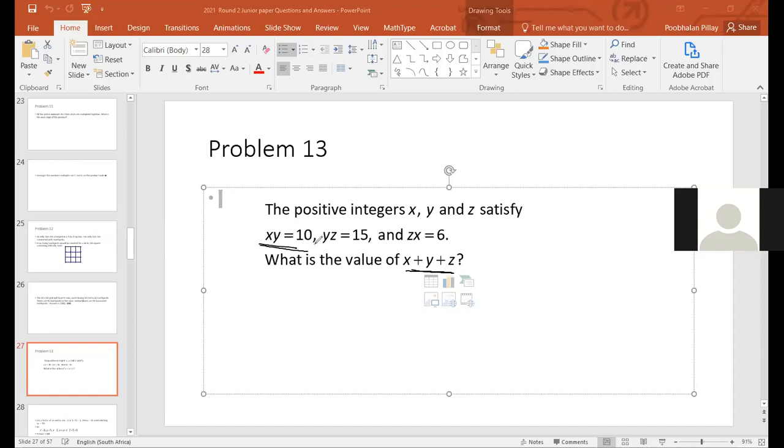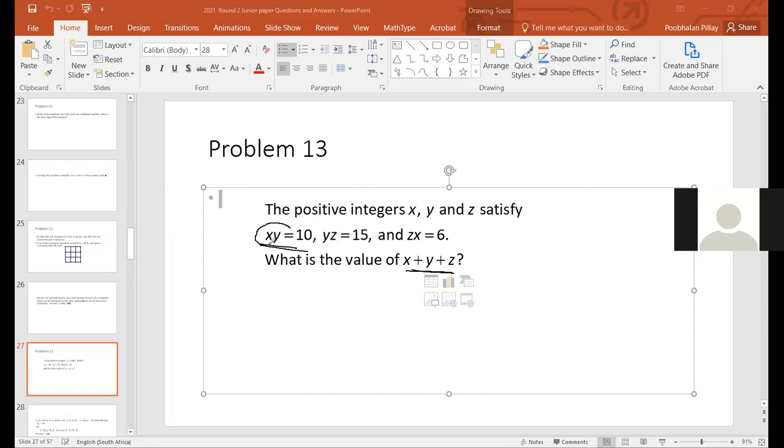Now look, this is a factorization of 10 because you're taking 10 and writing it as a product of two positive integers. Likewise, you've got a factorization of 15 and a factorization of 6. There are a few factorizations for 10, and a few for each of the others. So we don't know which factorization you have. But let's look at them.